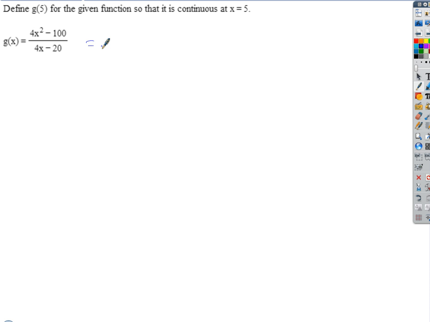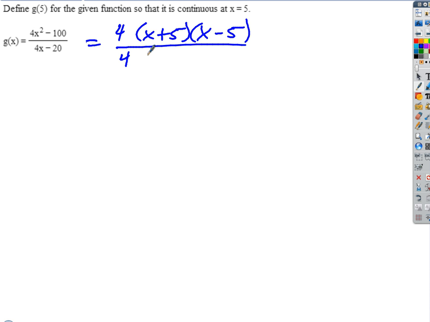Okay, so let's see, I can factor what out of the top? 4. Okay, what else could I factor? That leaves me with x squared minus 25, which factors into x plus 5 times x minus 5. Okay, and on the bottom, x plus 5. Okay, so then I get a shared 0 at x equals 5, so that means a hole at x equals 5, right?